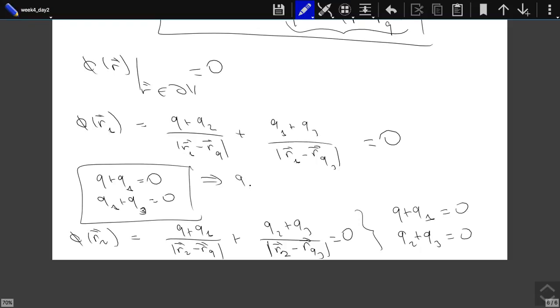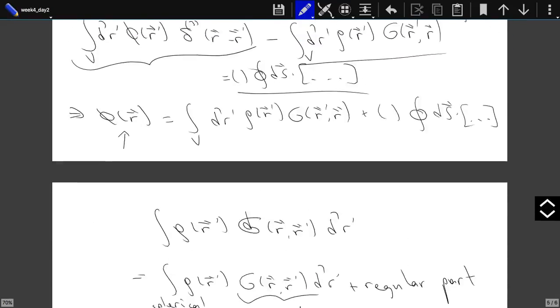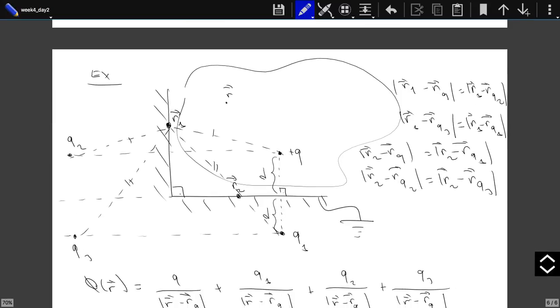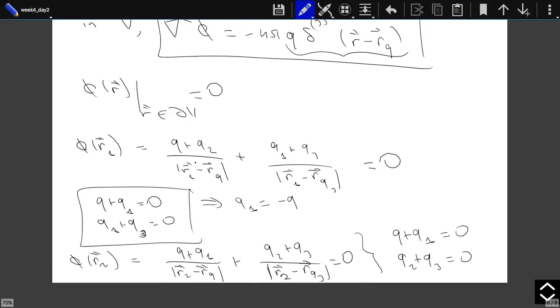Well, let's see. The first equation tells me that Q1 is equal to minus Q. Did I make a mistake over here? Here I made a mistake. Let's see which two are at the same distances. Q and Q1, Q2 for R2; Q2 and Q3 for R1; Q and Q2. Q plus Q2, this is Q2, sorry, I wrote it wrong. So Q2 is equal to minus Q. This tells me that Q1 is equal to minus Q, and since Q1 is equal to minus Q, this tells me that Q3 is equal to Q. And this also tells me that Q3 is equal to Q. So these are my charges.